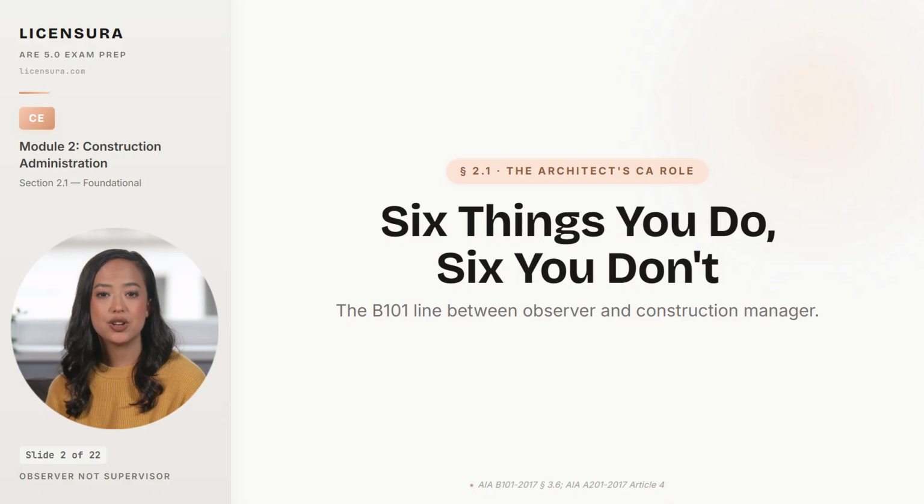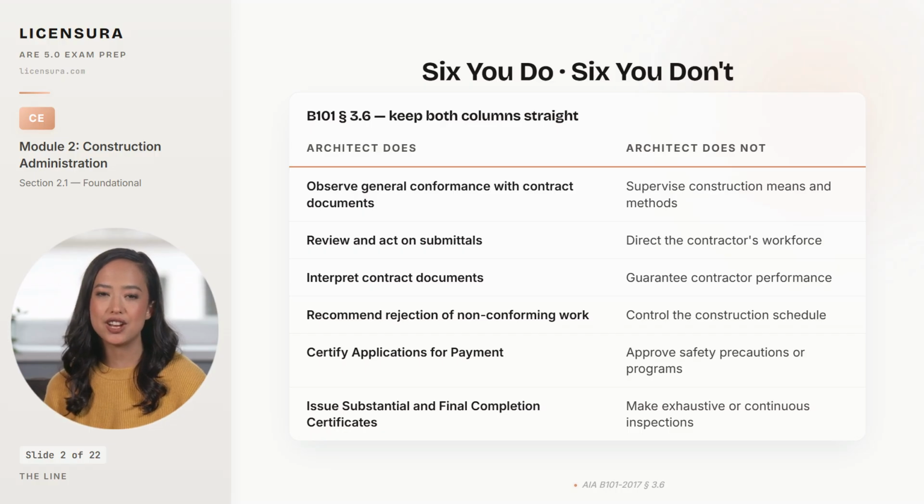6 things you do during CA. 6 things you absolutely do not. And knowing the line cold is the single most valuable construction administration skill the profession asks of you. Here is the line, written into the B101 contract, 6 on each side. 6 items in each column, and you should be able to recite both columns from memory before exam day.